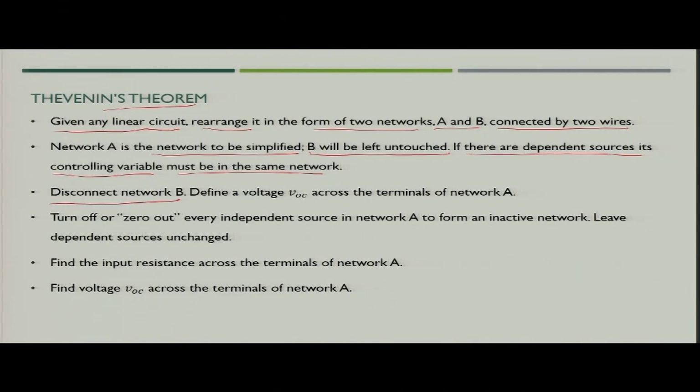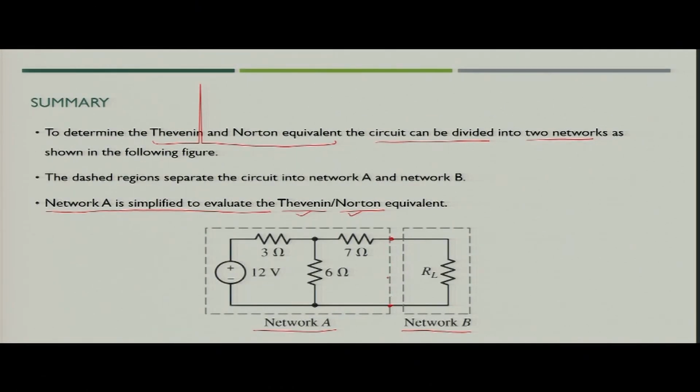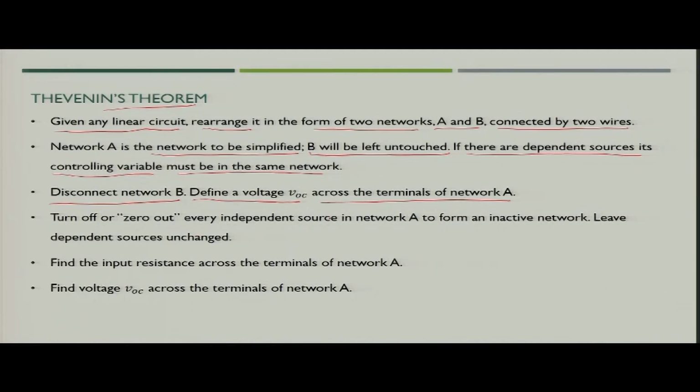Now, disconnect the network B, define a voltage V open circuit across the terminal of network A. That means we will apply VOC across these two terminals, and turn off or zero out every independent source in the network A. Then what will happen? We will form an inactive network, but we have to leave the dependent sources unchanged.